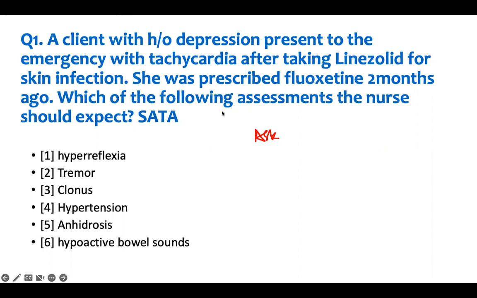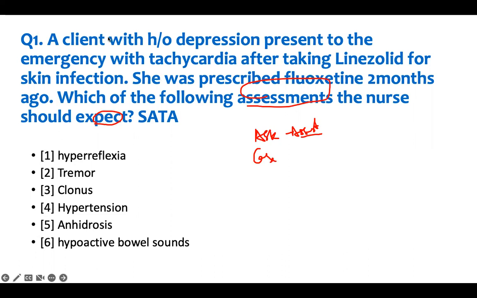Read the last sentence. Which of the following assessments should the nurse expect? So we're looking for an assessment finding. So that is what will be asked. So our answer choice has to be an assessment. Then you look for your case. What is the case he's talking about? They say I should do some assessment, but what kind of problem do we have?